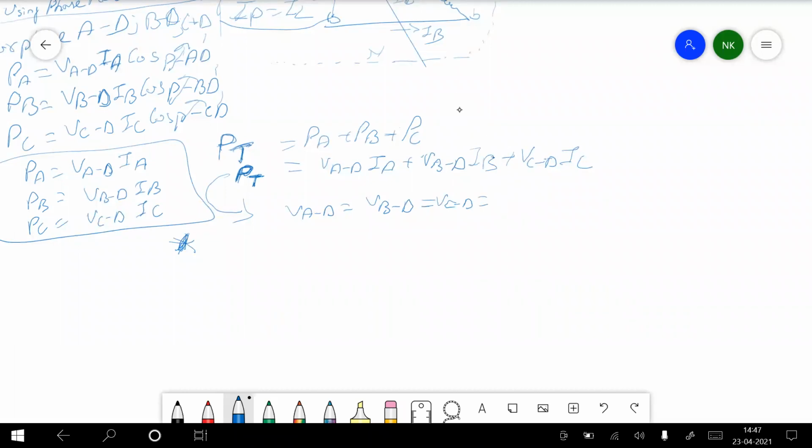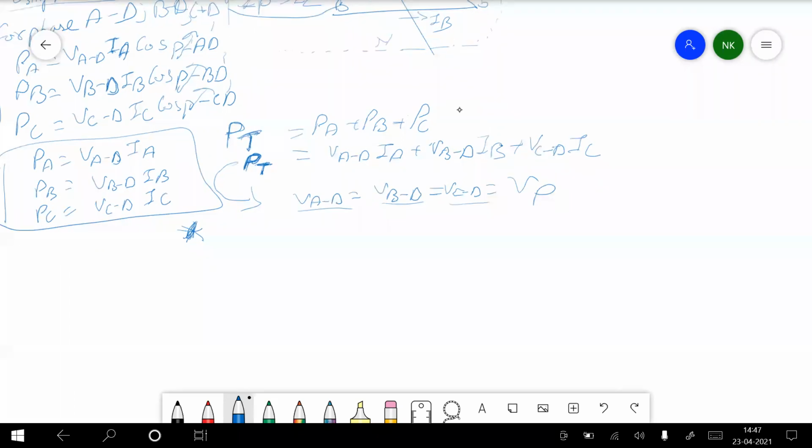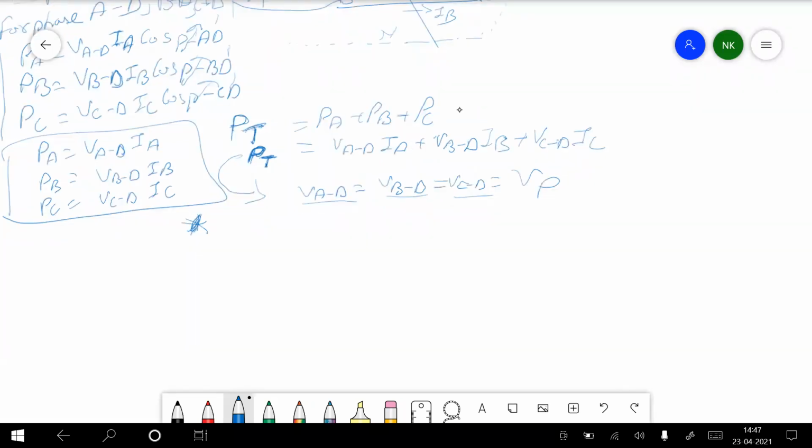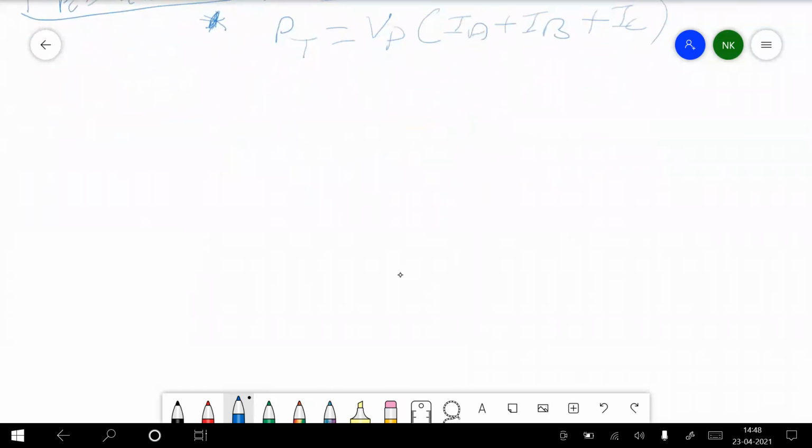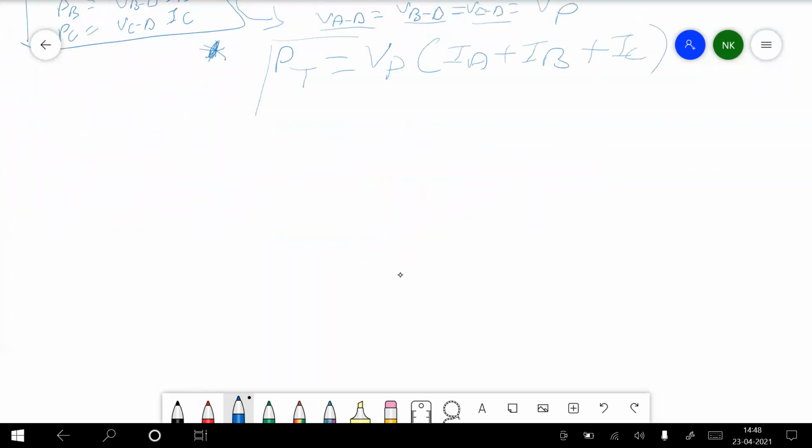Okay, as these three are the phase voltages, if the magnitude of all the phase voltages is the same, then another equation we will derive from this is PT equals VP times the sum of IA plus IB plus IC. Okay, I'm just telling this for this particular case only.